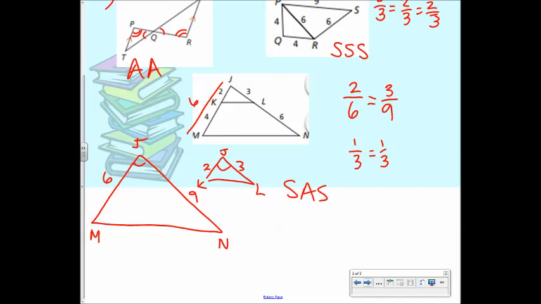So you want to set up these fractional relationships. And again, if you don't like fractions, that's fine. Do them on a calculator, get a decimal. Just make sure the decimals are the same.